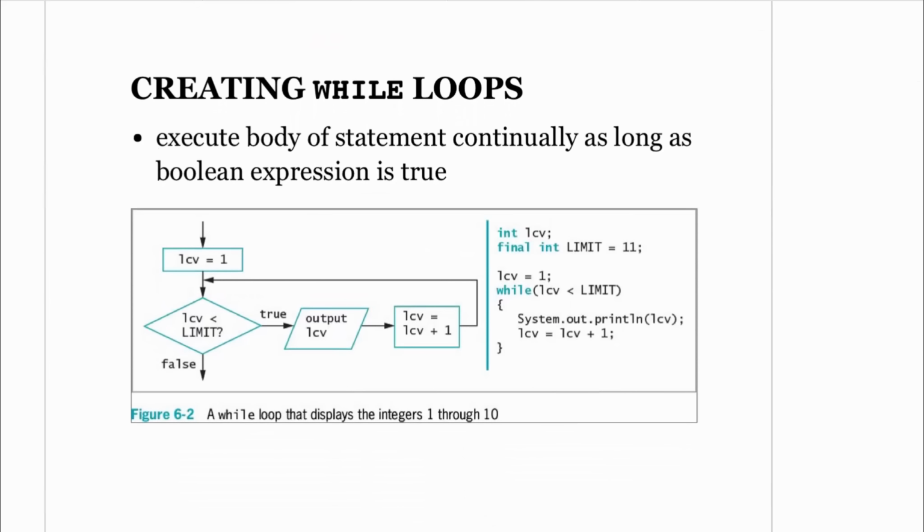So this is an example of how to actually write a while loop. So like we said earlier, a while loop is something that will execute a body of statement continually as long as a Boolean expression is true. So to kind of put that into perspective and how that actually looks in Java code, we'll look at the example here. So on the right side here, this is what the code looks like if you actually want to create a while loop.